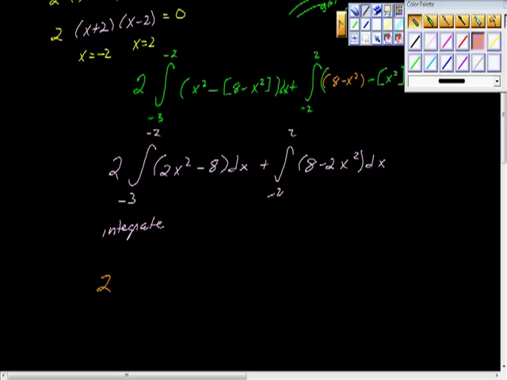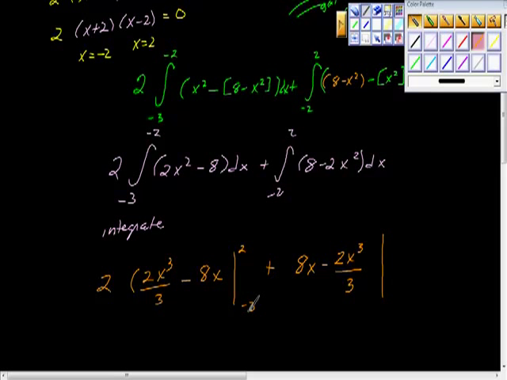And as we integrate, we're going to get 2, that this 2 is this 2, and we're going to get 2x cubed over 3 minus 8x as evaluated from -3 to -2, plus 8x minus 2x cubed over 3 as evaluated from -2 to 2.